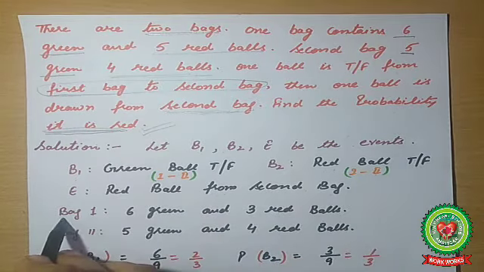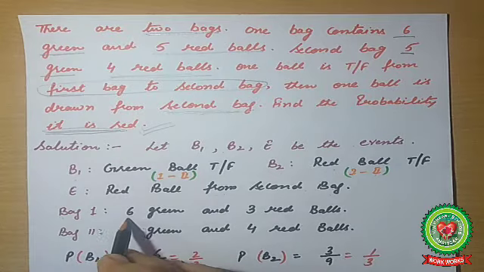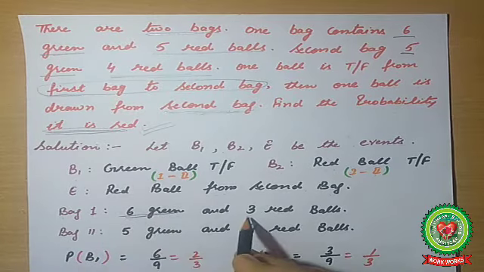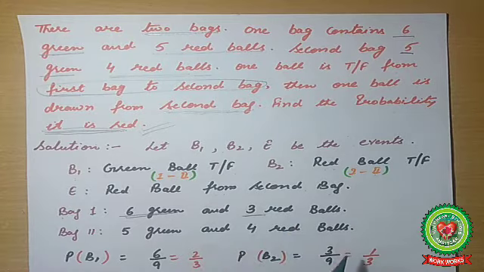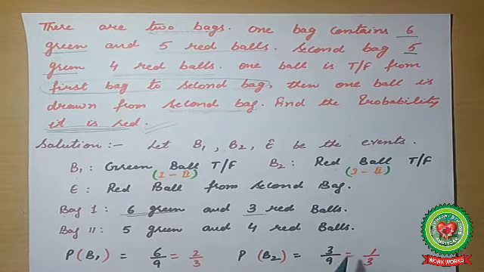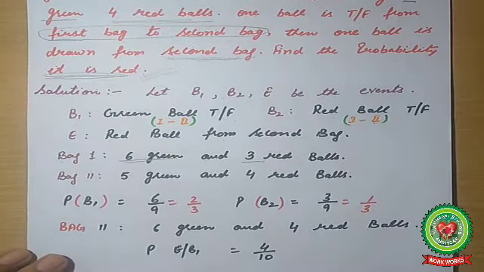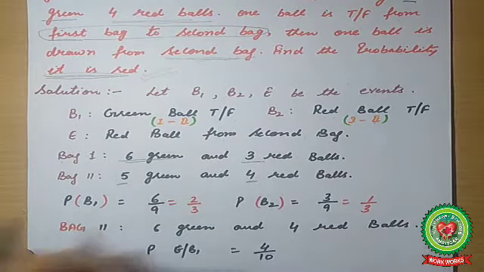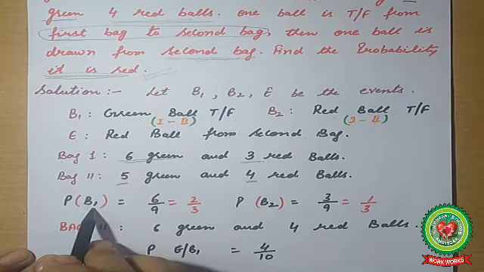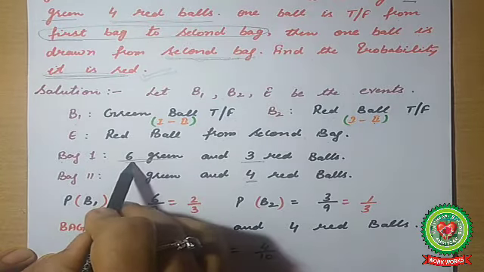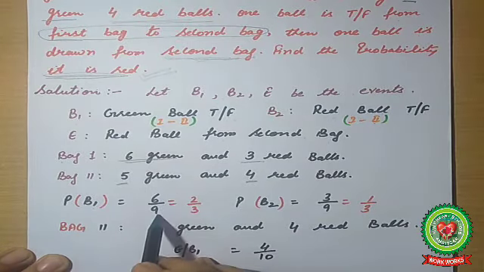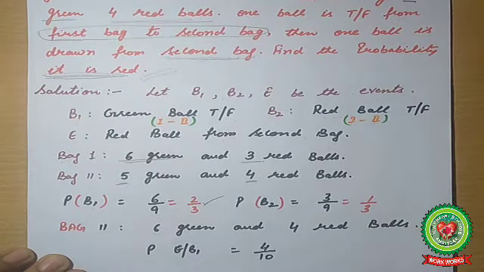Now bag 1. How many balls are green there? 6. How many balls are red there? 3. Same for bag 2. How many green balls are there? 5. And how many red balls are there? 4. Now for B1, 6 is the green ball, 6 upon 9. By cutting it will be equal to 2 by 3.